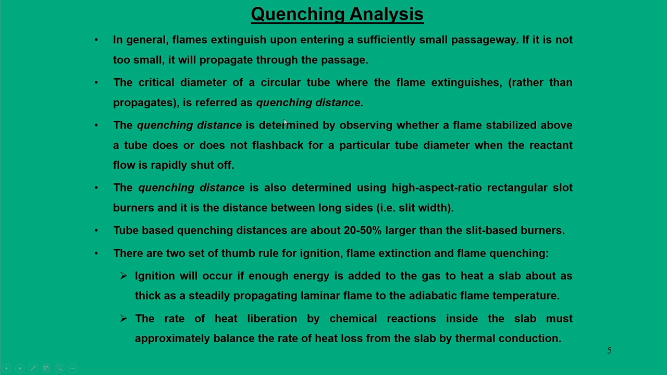Then, based on this quenching distance, we can determine whether the flame is stabilized above the tube or does not flash back. So why is it important? By this quenching distance, we can visualize that the flame should propagate, it should not traverse back through the tube, because when it traverses back, it can come back to the location where the fuel air mixture or source of the fuel is. So, this will create a kind of explosion. That is the reason we expect that the flame should not flash back for a particular tube diameter when the reactant flow is completely shut off.